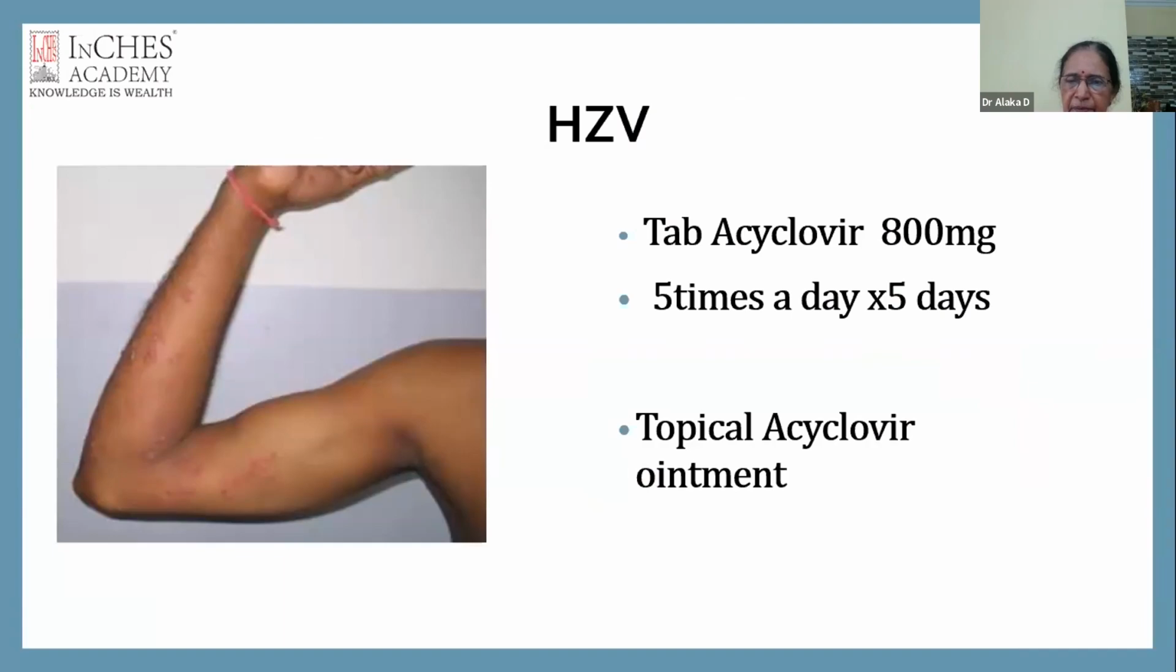It is treated with tablet acyclovir, 800 milligrams tablet. Remember the dose, don't use a chickenpox dose of 200 milligrams. It is 800 milligrams 5 times a day for 5 days. At the same time, the patient should also be advised topical acyclovir ointment, because these vesicles are occurring along the nerve, they are very irritating, burning, and they cause severe pain. So topical acyclovir ointment and oral tablet acyclovir for herpes zoster.